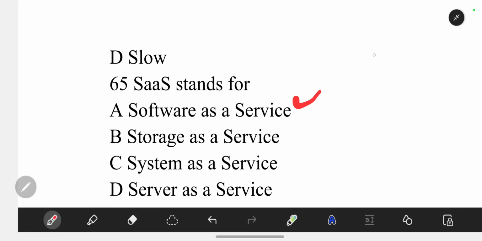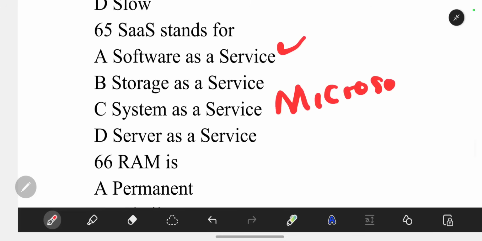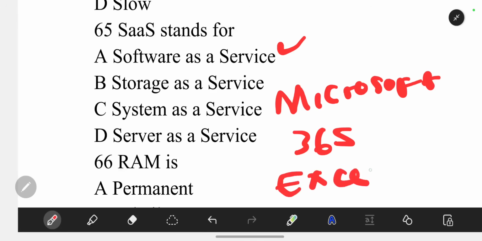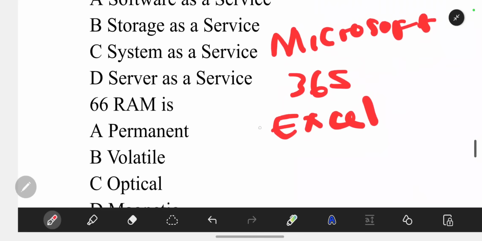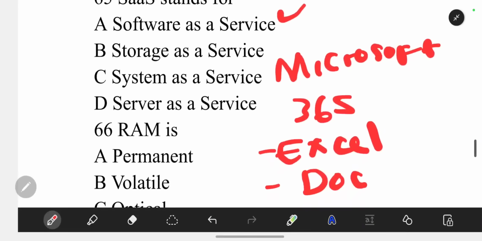Then when we look at SaaS, SaaS simply means we are looking at software as a service. So this software as a service allows you to access certain applications online. For example, the example that we might have is Microsoft 365. So this allows you to edit Excel. You might be able to edit your documents and all that. Now this, you do not download the app, but you are doing it online. So that's software as a service.